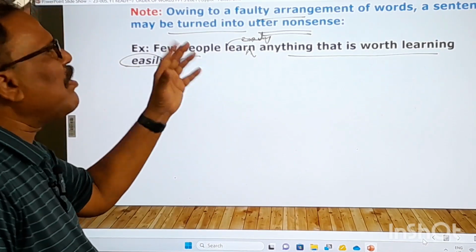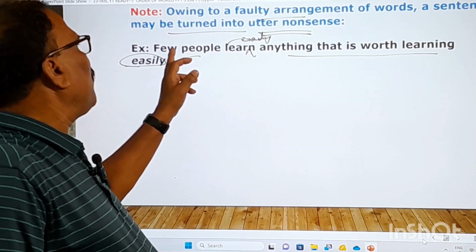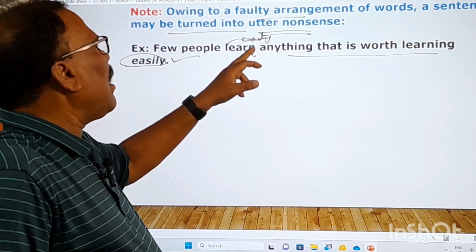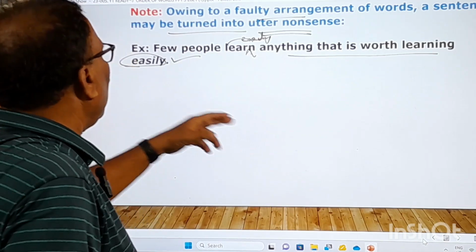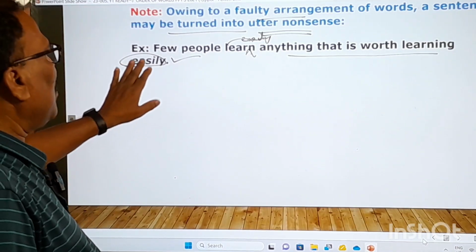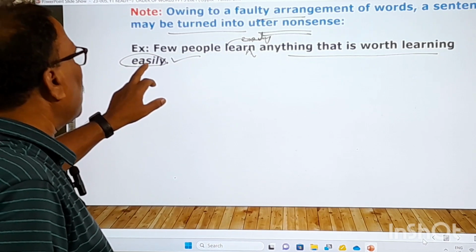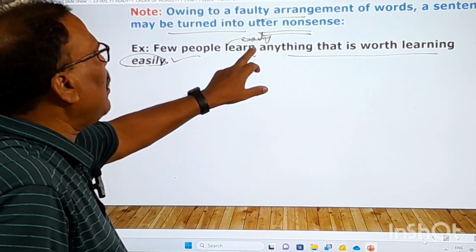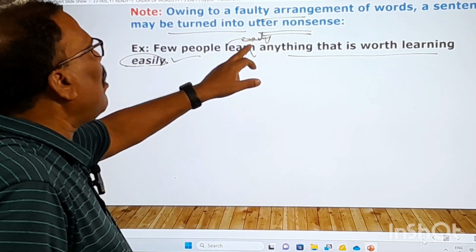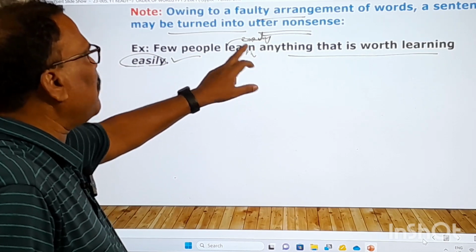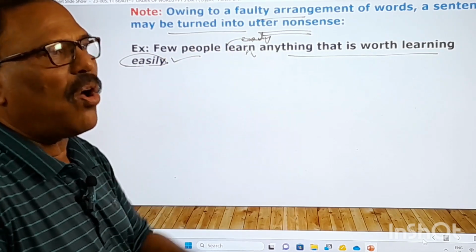It is therefore somewhat meaningless. You see, few people learn anything that is worth learning easily. Here he is saying few people learn anything that is worth learning easily. So this word is not supposed to be here. It is supposed to be here. So this is a wrong, faulty arrangement of words. That's why the sentence conveys a wrong meaning.